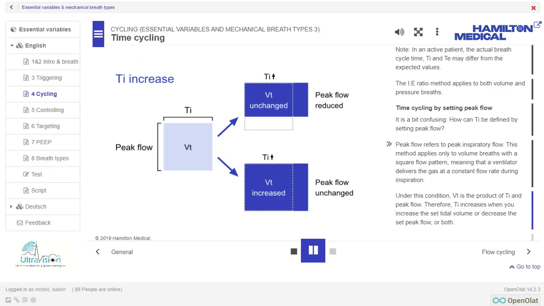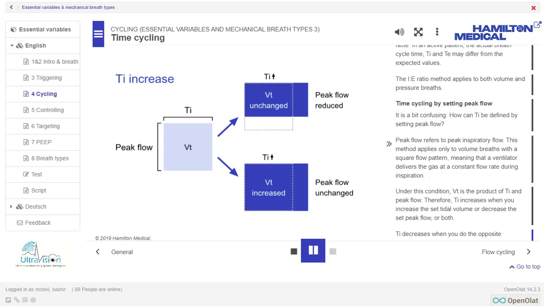Under this condition, VT is the product of TI and peak flow. Therefore, TI increases when you increase the set tidal volume or decrease the set peak flow, or both. TI decreases when you do the opposite.